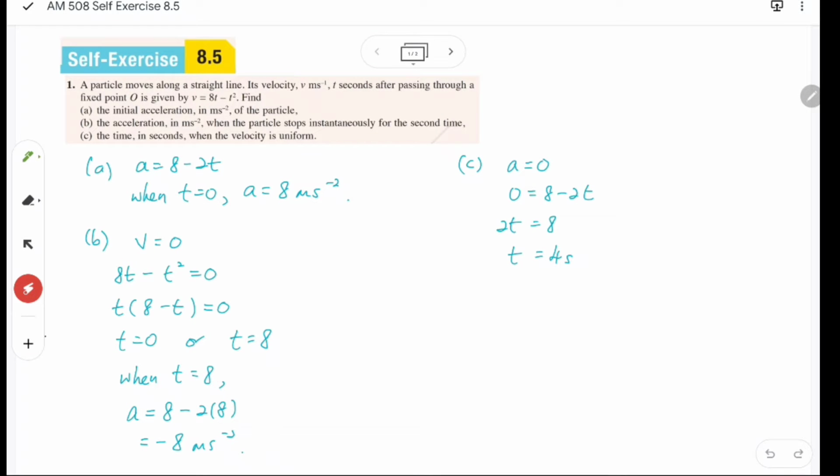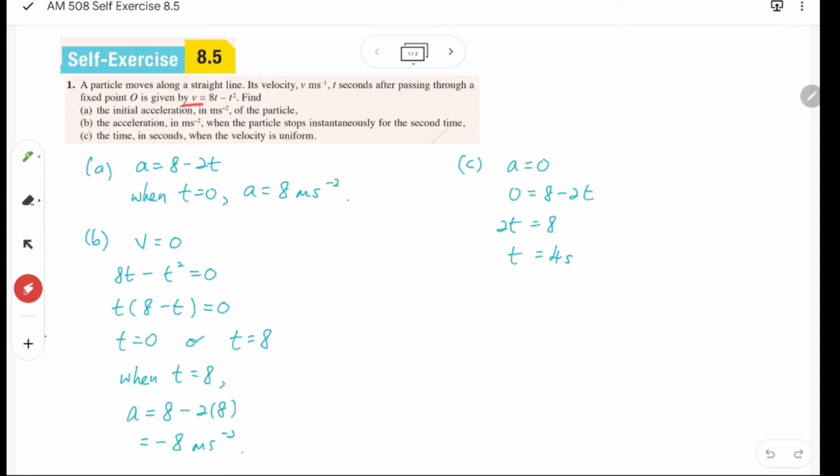Self-exercise 8.5. Number 1. A particle moves along a straight line. Its velocity v meter per second, t seconds after passing through a fixed point O is given by v equals 8t minus t squared. Find 1a, the initial acceleration in meter per second square of the particle.